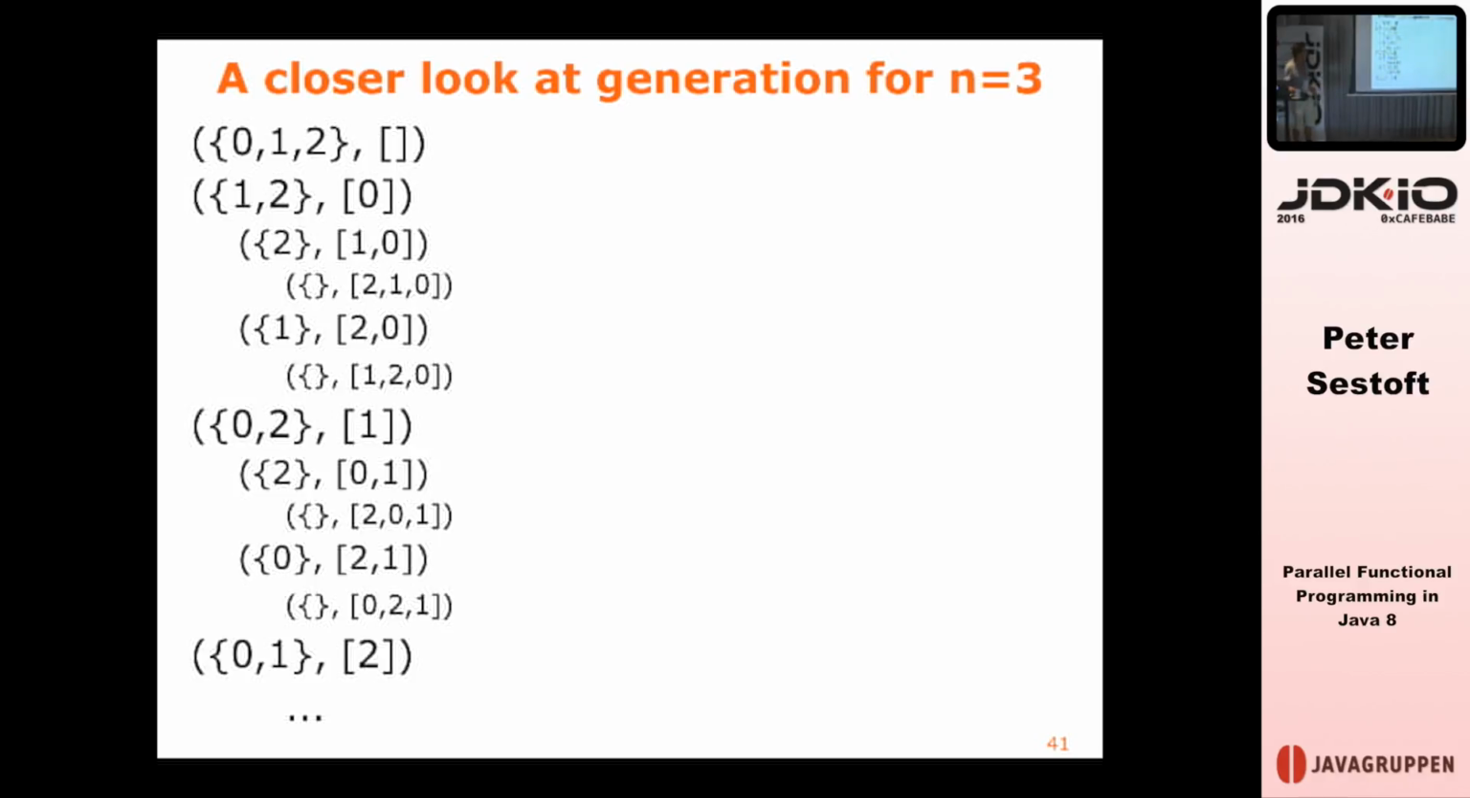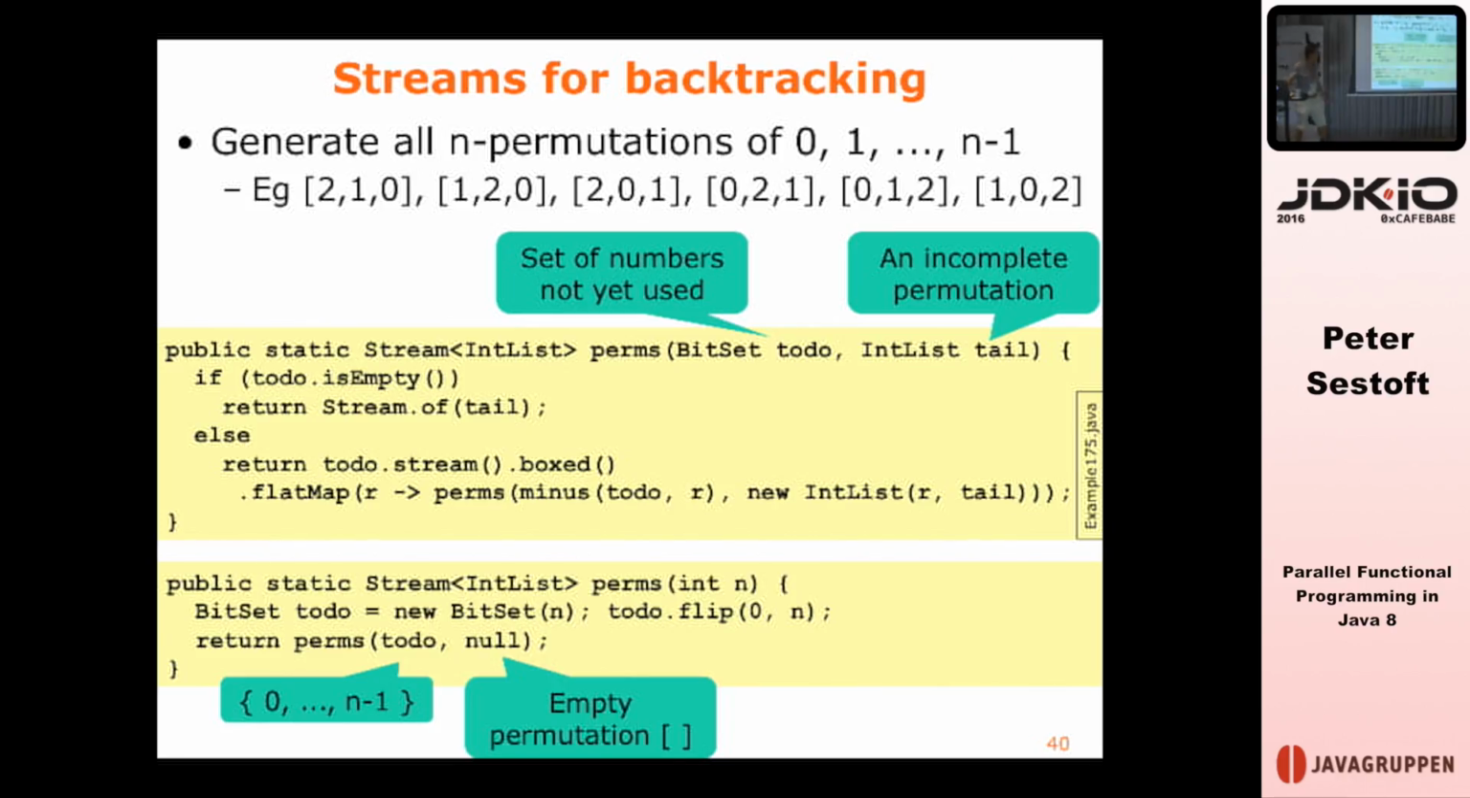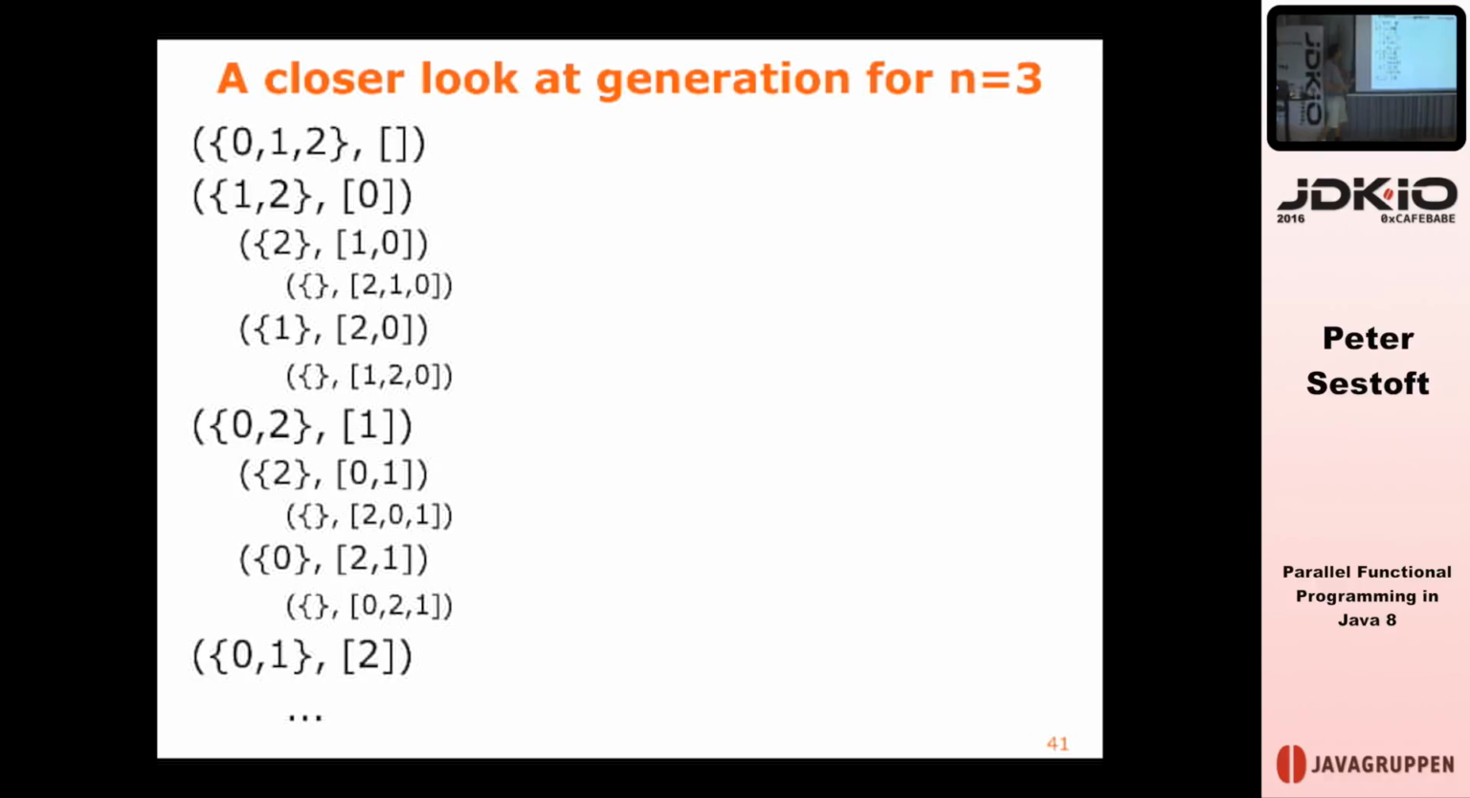So how does it work more graphically? We start out with a set containing all the elements here and an empty permutation. Here, like the 3 elements and the empty permutation, and then there are 3 recursive calls corresponding to 0, 1, and 2. So the first one is called with R 0, and then the bit set where this has been removed, and now the R has been moved to this one.